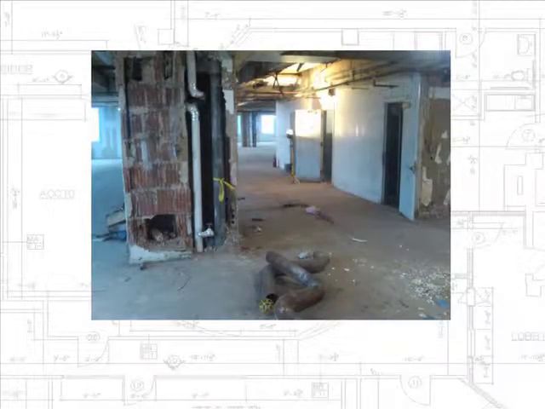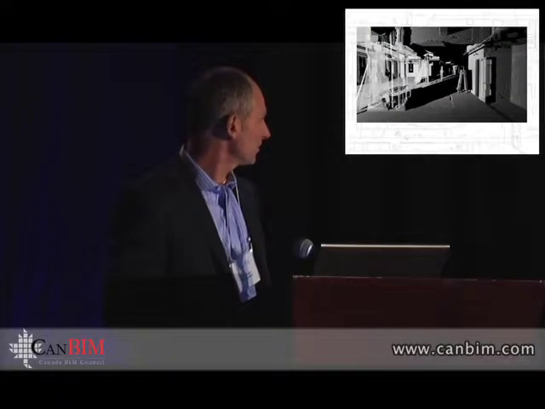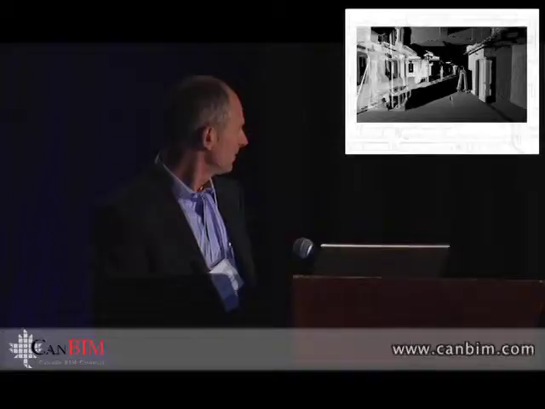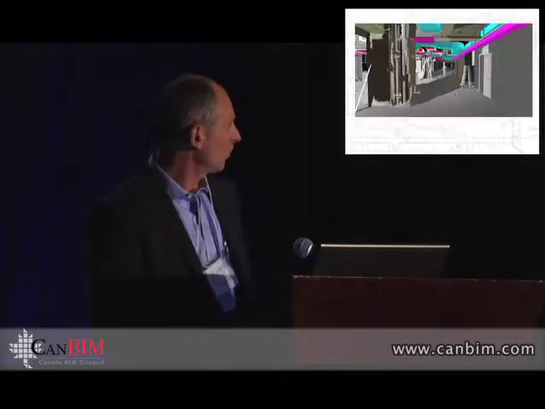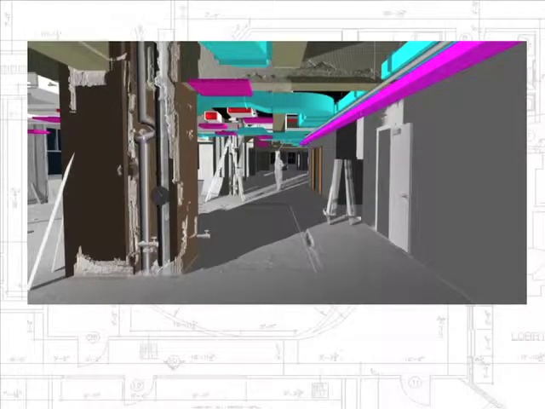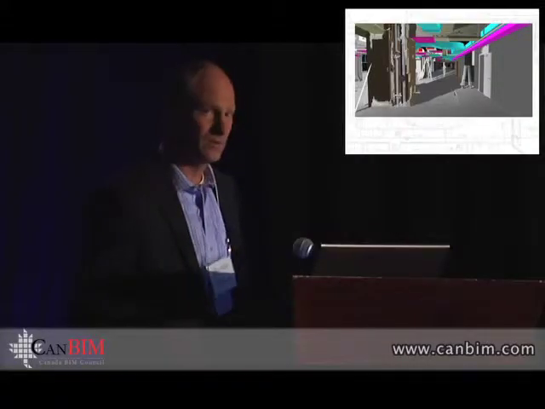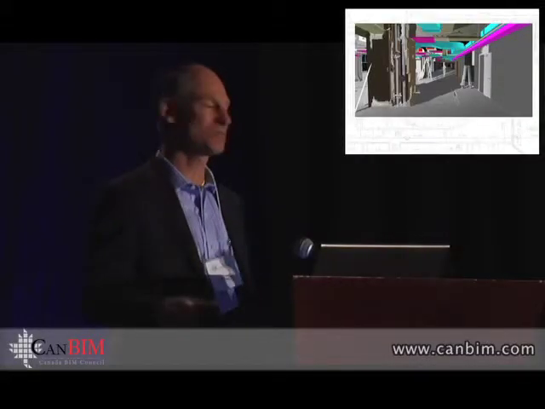So there's a picture of another interior space, the scan, the Revit model that was created and then overlaid onto that scan. So if you look on the top right, in the blue, there's an HVAC duct going right through the steel beam, which is not good. Anyway, those are the types of clashes we're talking about.